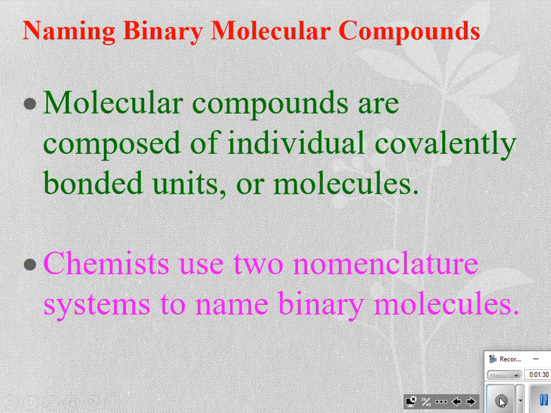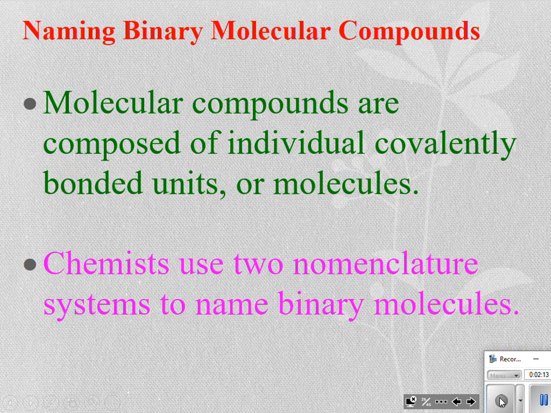Molecular compounds are composed of individual covalently bonded units called molecules. Now, when we talked about covalent bonding, we said that we name anything that is covalently bonded a molecule. Okay? Molecules, covalent bonding, are dealing with what types of elements? Nonmetals, okay? So when we have nonmetals, we are going to use the molecular way to name these.